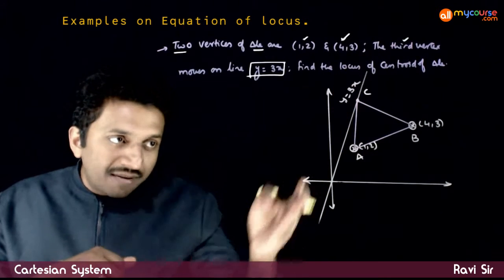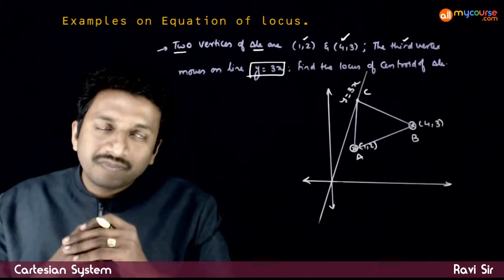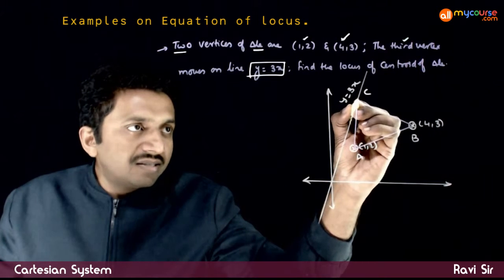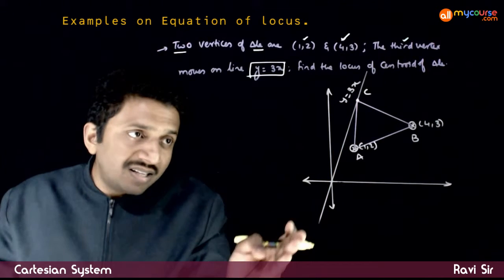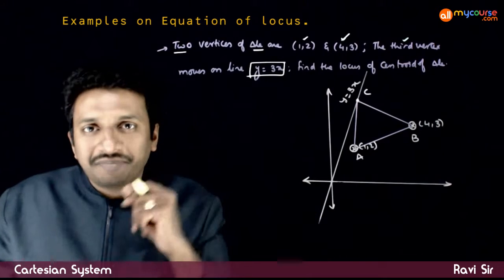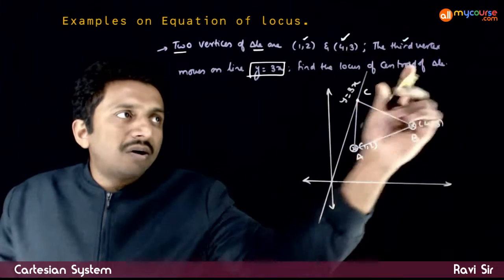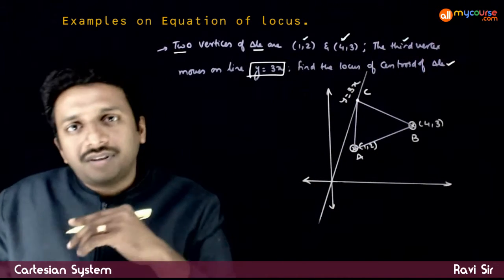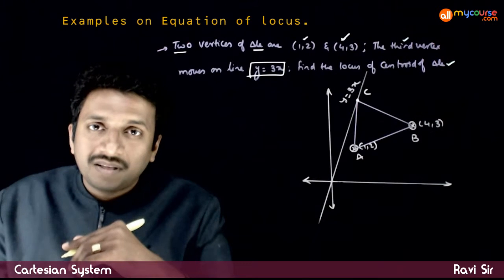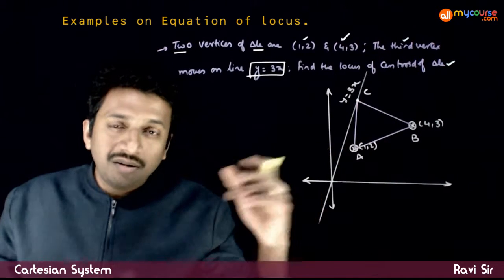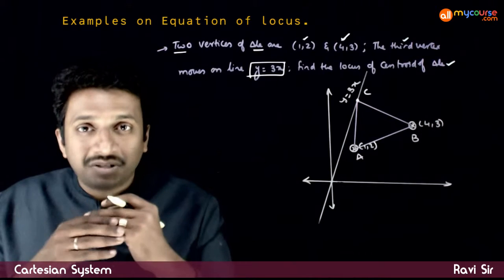So let us draw the line y is equal to 3x. So C, the third vertex, is a point on this line. Now find the locus of the centroid of the triangle. That is the question. So now, as you can see, this question you can think of as an animation.